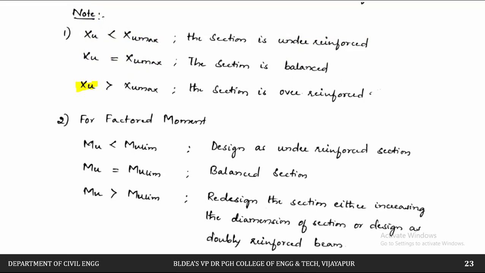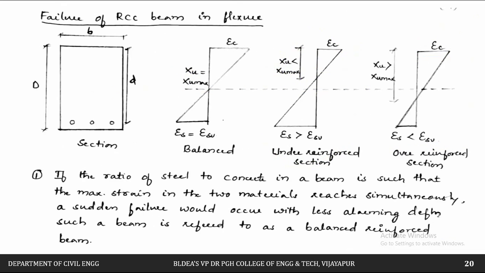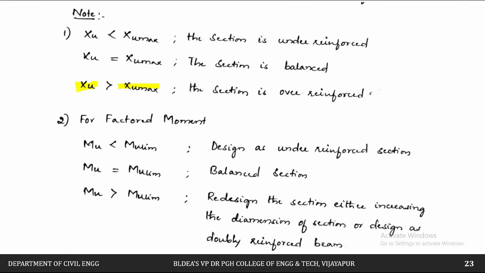Similarly, if the depth of the neutral axis is equal to the maximum depth of the neutral axis, then we can call the section a balanced section. Then next, if the depth of the neutral axis is greater than XU max. Here you can see this strain profile. This is the maximum depth of the neutral axis, XU max. If XU is greater than XU max, then we are going to have an over reinforced section. So that is what is being avoided.